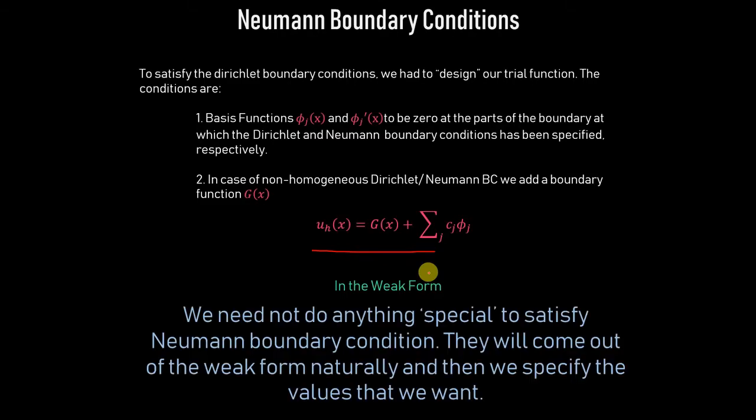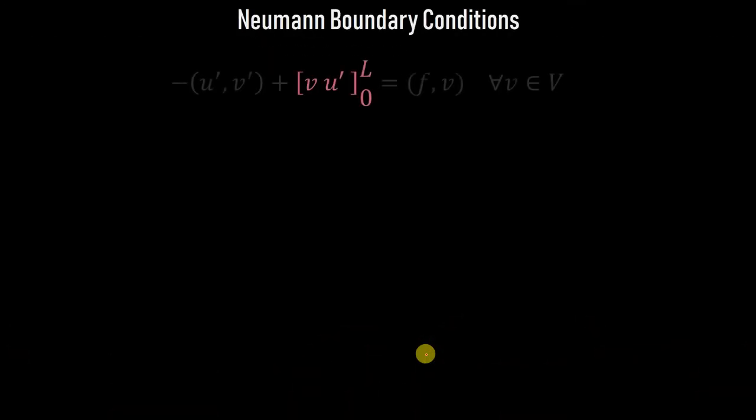So now we have the weak form, we can simply put the values. We need not do anything special, so they are coming out naturally. That's why they are called natural boundary conditions. Okay, moving to the next slide.